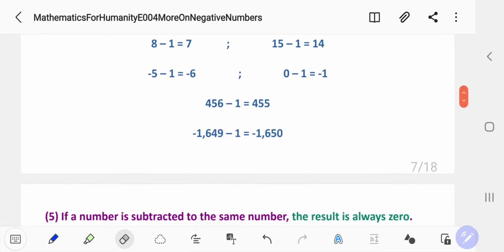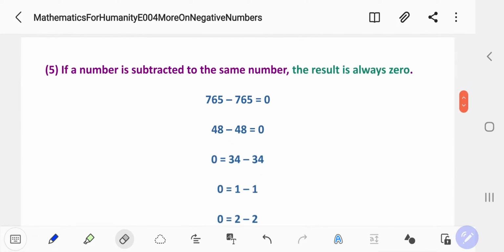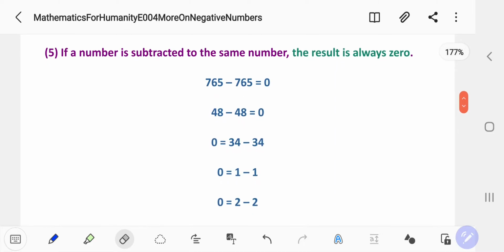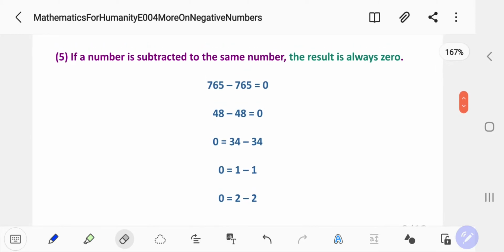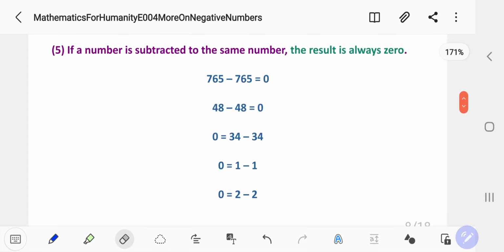Okay, let's go to the next rule. We also have this rule. If a number is subtracted to the same number, the result is always 0. So here, 765 minus 765 is always 0.